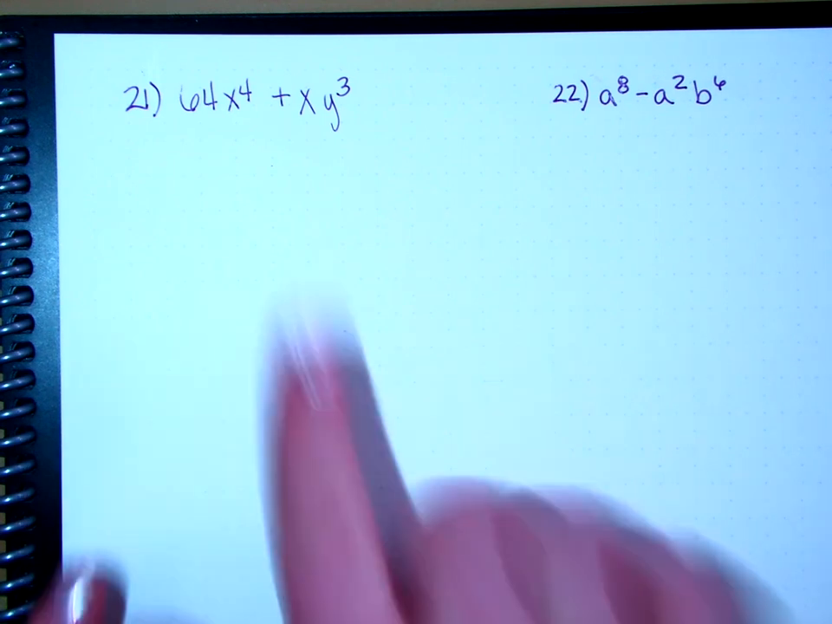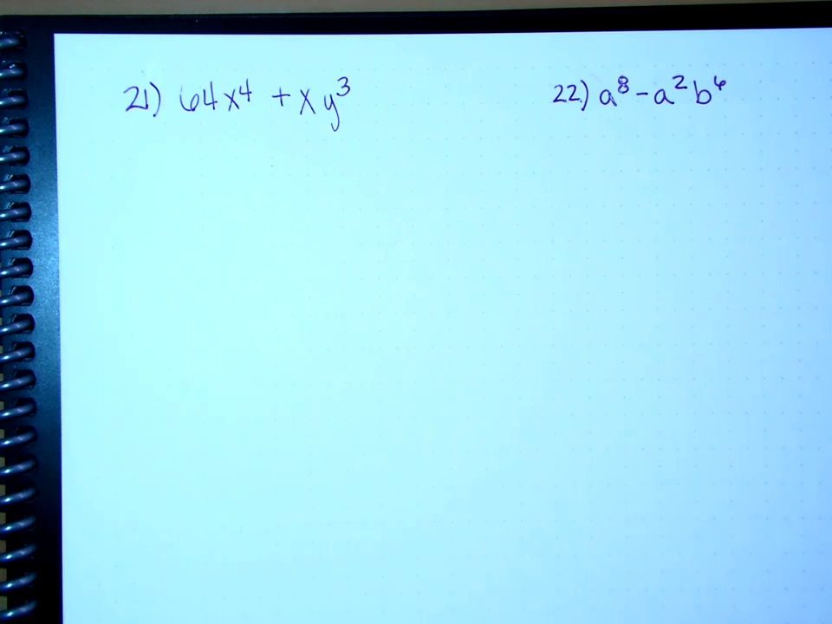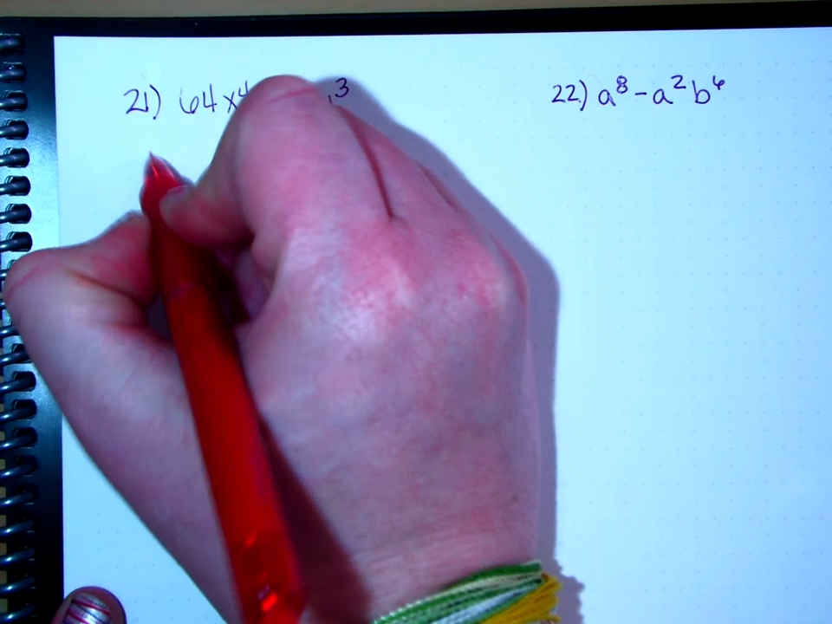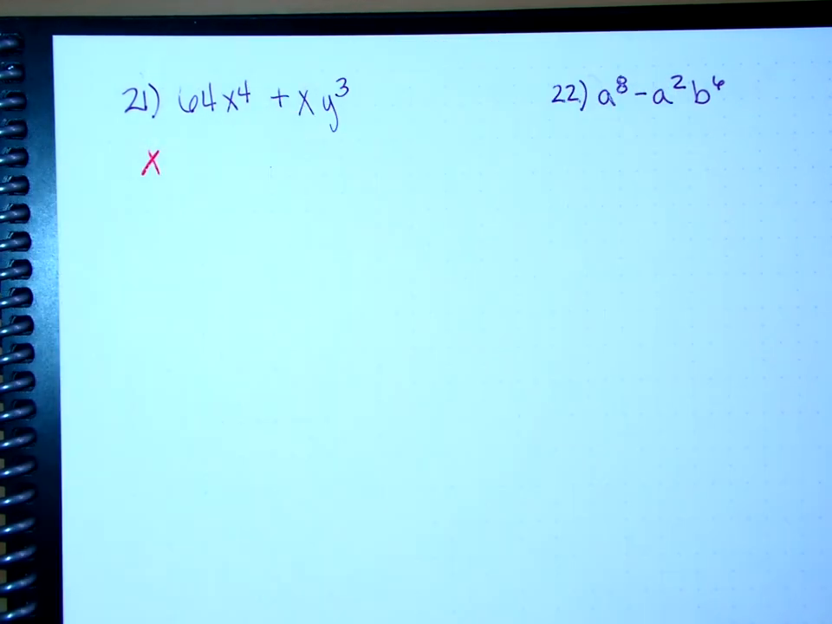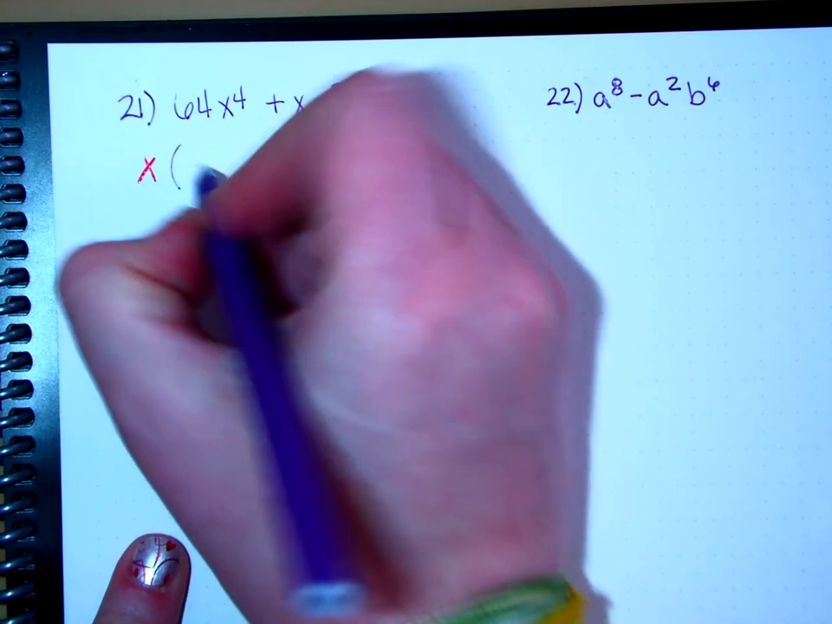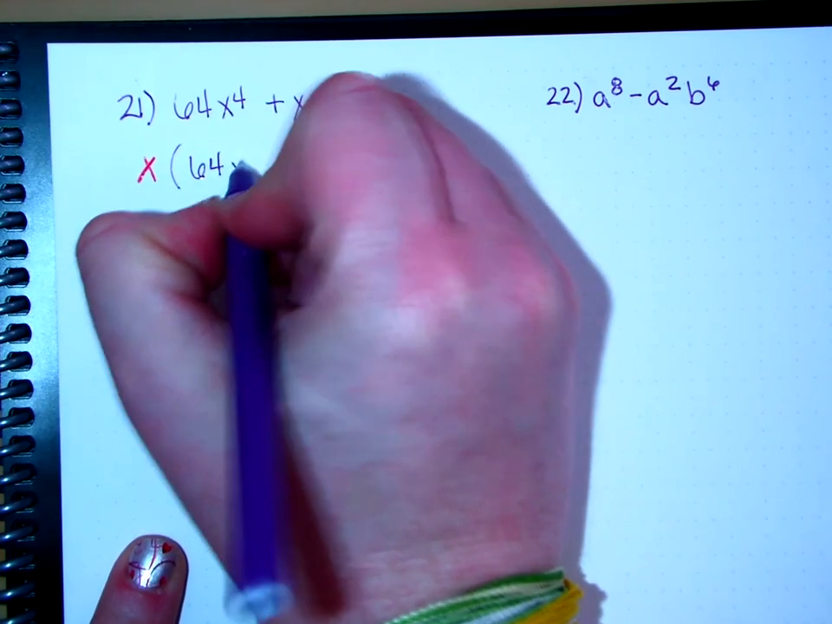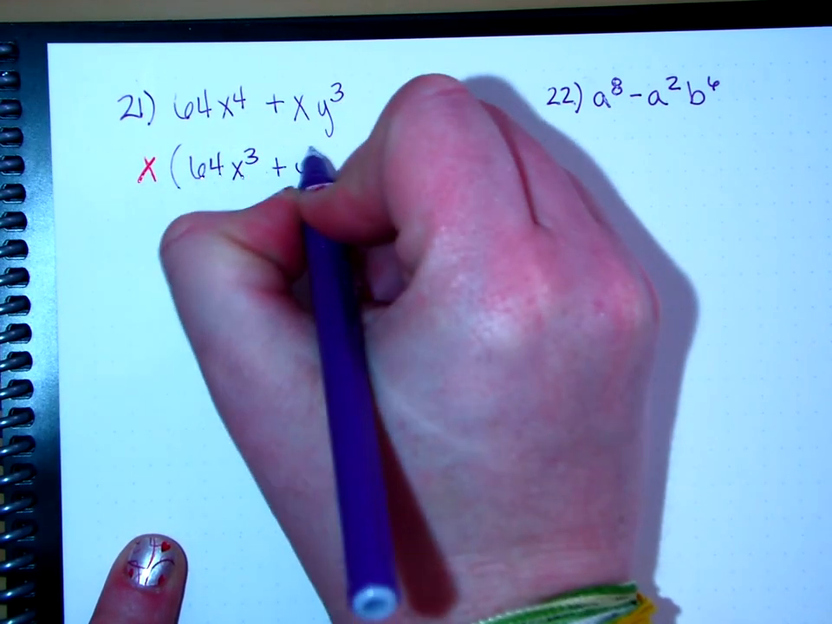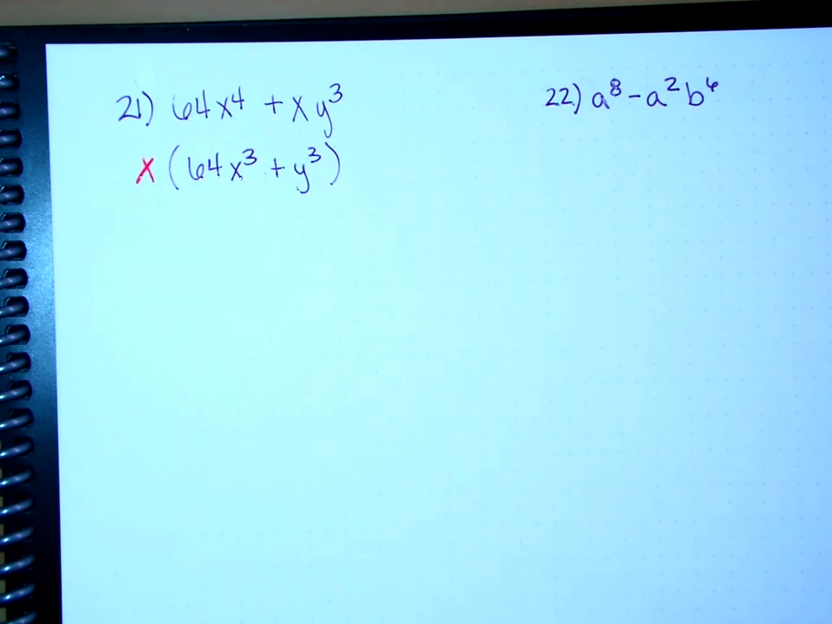So the first thing I have is problem number 21, 64x to the fourth plus xy cubed. The first thing you want to ask yourself is, do you have a greatest common factor? So my greatest common factor that I'm going to pull out of both sets is an x. So an x on the outside. And then what's left is 64x cubed plus y cubed.